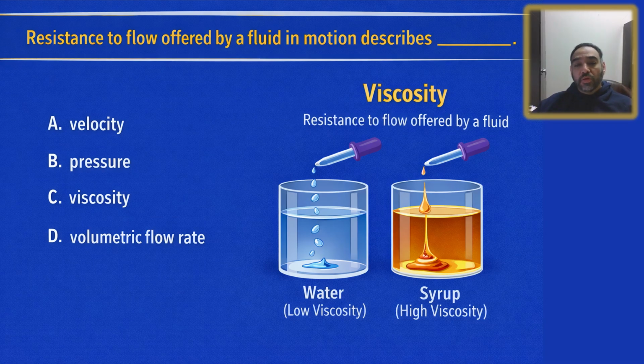Now the other answers are incorrect, so let's go over them one at a time. And the first one was A, velocity. So velocity, again, describes how fast something is moving. It's a rate.